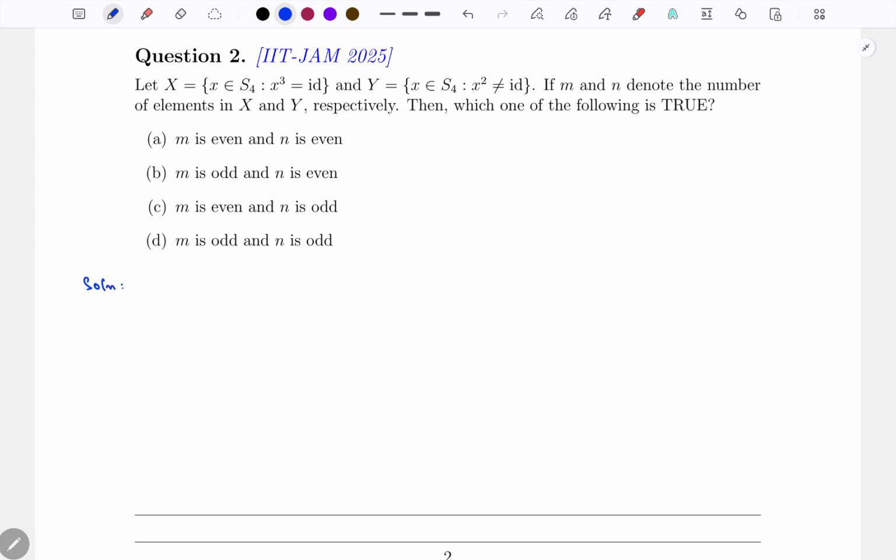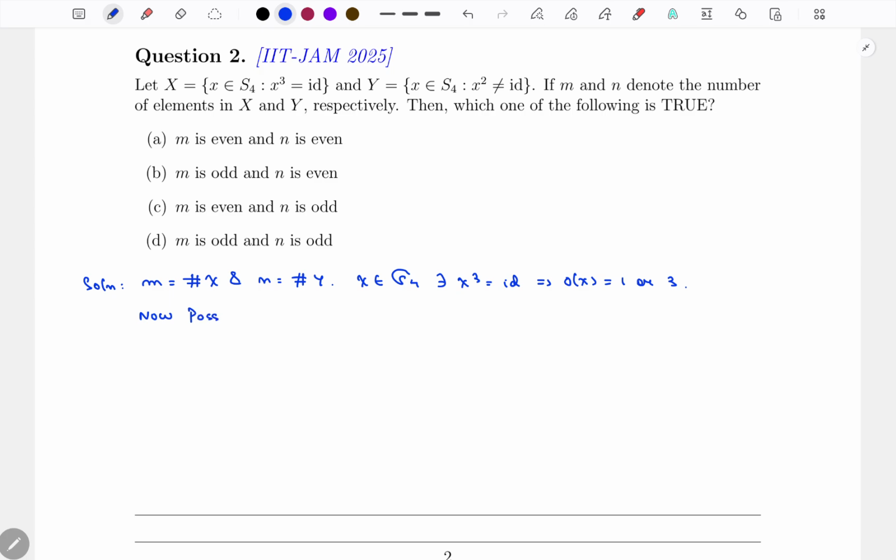So let's see the solution. m is the cardinality of X and n is the cardinality of Y. Now observe that if x is an element of S4 such that x cubed is equal to identity, what does that mean? That means the order of x is either 1 or 3. Now how do you get a cycle decomposition such that the LCM becomes 3 and it adds up to 4?